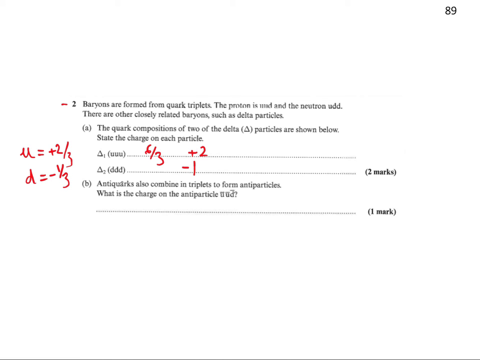Now you're told that antiquarks also combine to form antiparticles. So you've got an anti-up. What charge will that have? Well, it'll have the exact opposite of that there, which will be -2/3. And you've got an anti-down. The line on top means it's antimatter, so it's anti-down. So its charge will be the opposite of a down, which is +1/3. So an anti-up and a down is going to give you a charge of -1.